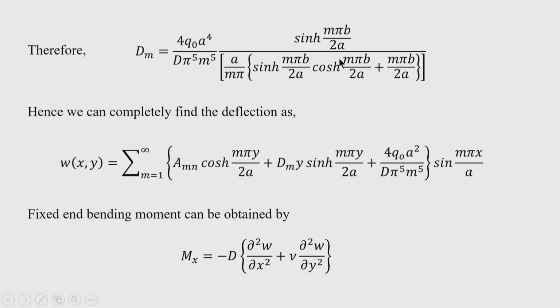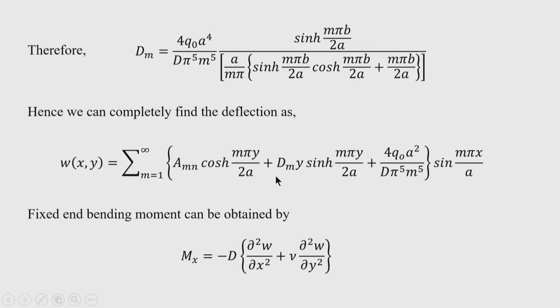So, once you find a_m and d_m, you can easily find out the deflected series as a_m cosh(m pi y by 2a) plus d_m y sinh(m pi y by 2a) plus this non-homogeneous term, multiplied by sin(m pi x by a). So, this is the complete deflection series.